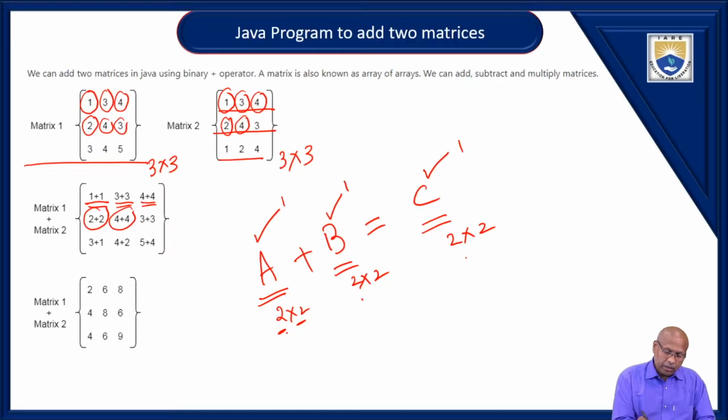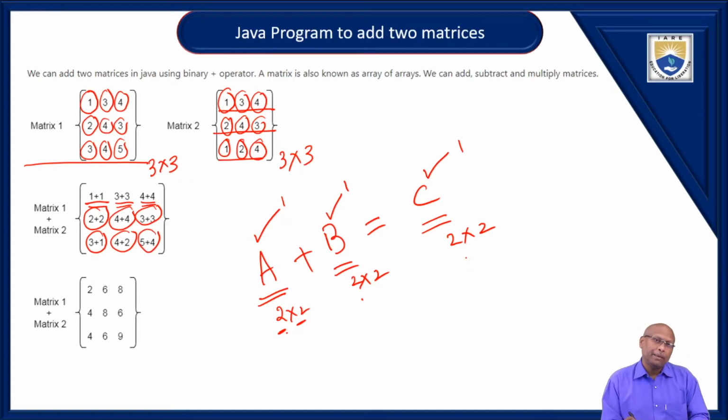This is 3, this is also 3, so 3 plus 3. This is 3, this is 1, so 3 plus 1. This is 4, this is 2, so 4 plus 2. This is 5, this is 4, so 5 plus 4. So you are able to add the corresponding elements of both matrices, and finally you got the resultant matrix.